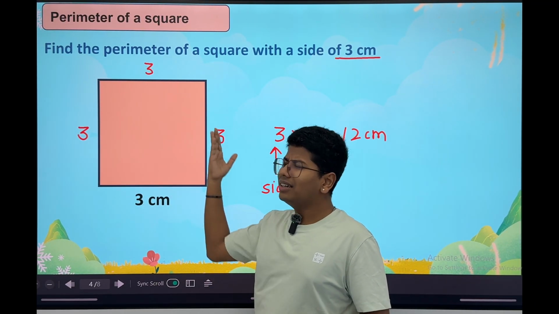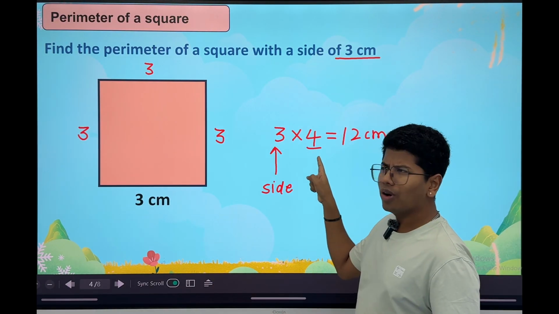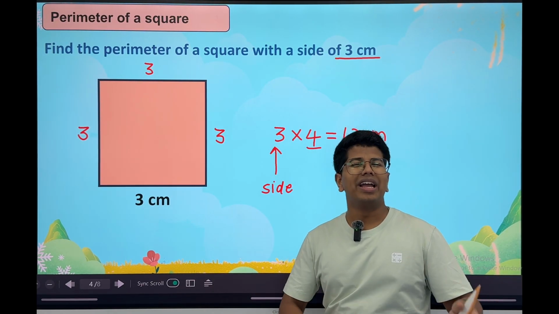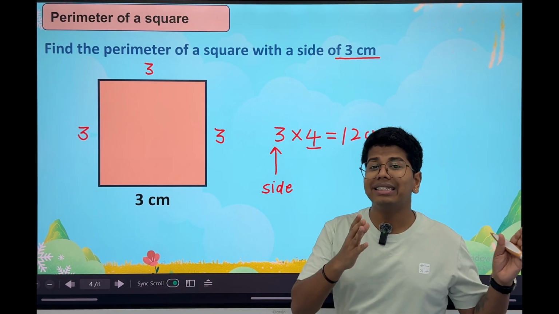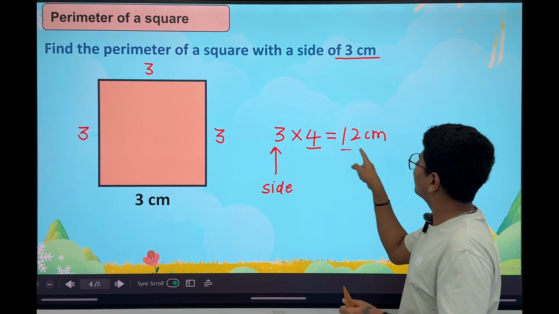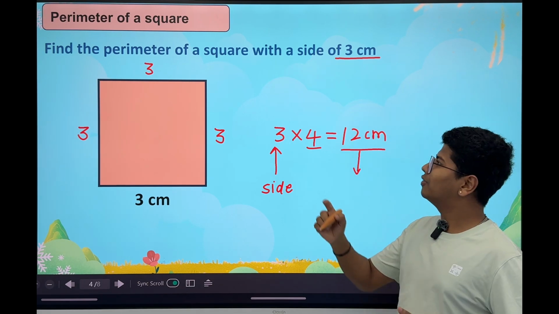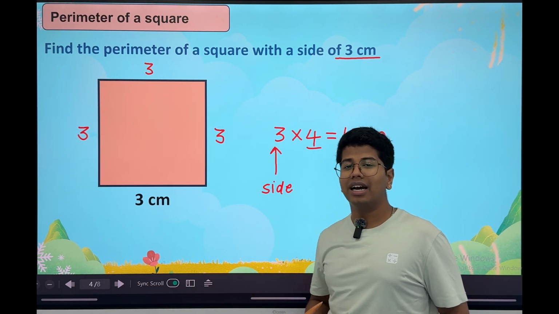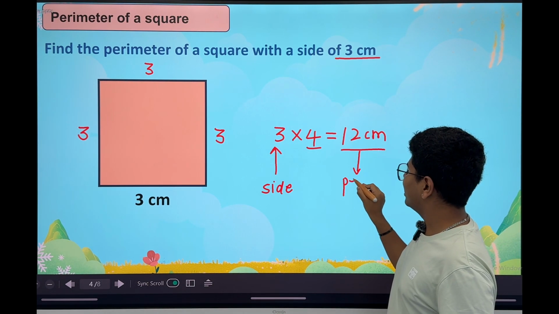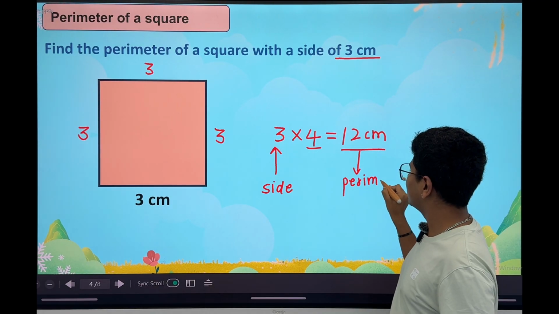Oh, it's 10 times 4. So this 4, can it be changed? In a square, it always remains the same. How about this 12? What does this 12 answer mean? Oh, this 12 simply means we got it as the perimeter. So, here this 12 is the perimeter.